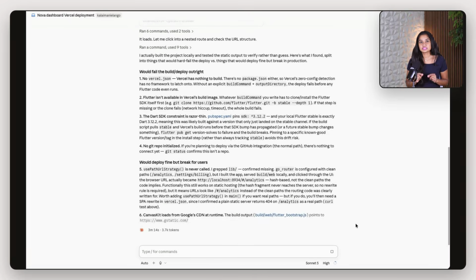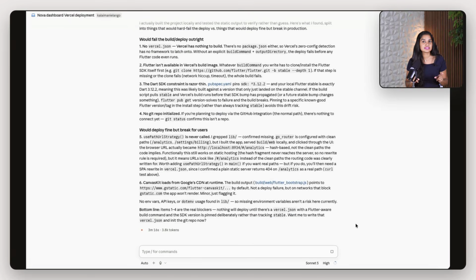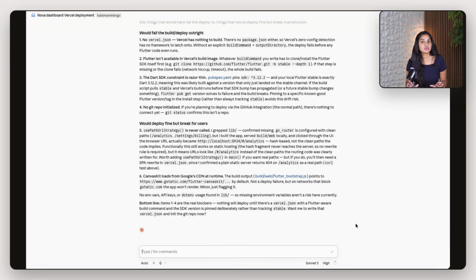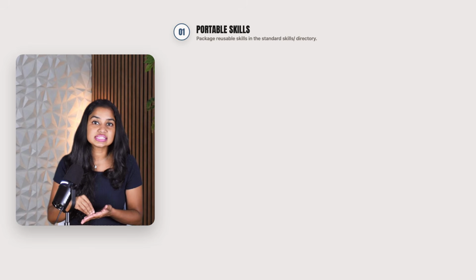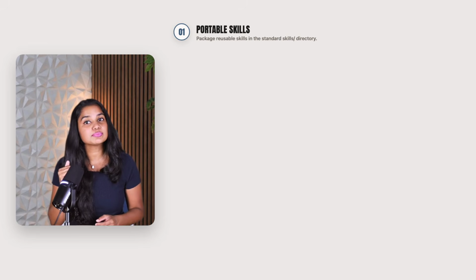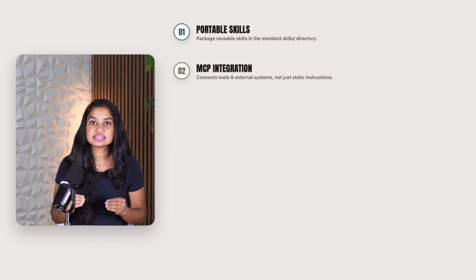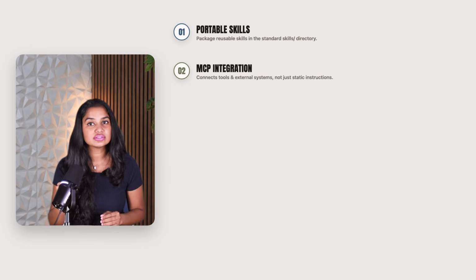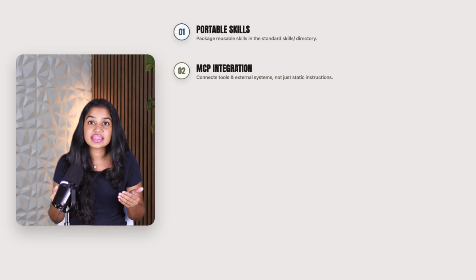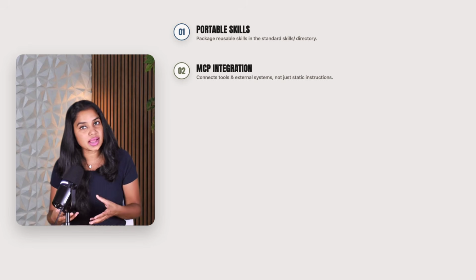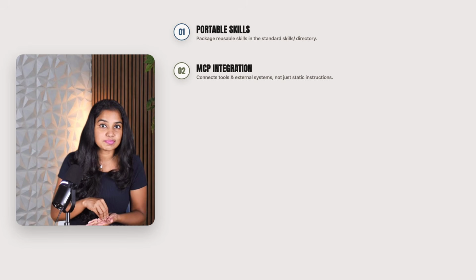What features are available? Now let's break down the capabilities that agent plugins can support. Feature number one, portable skills. You can package reusable skills in the standard skills format, which means your plugin can contain multiple specialized capabilities. Feature number two, MCP integration. Plugins can include MCP configuration. That means your plugin isn't limited to static instructions. It also connects the agents to tools and external systems through MCP.